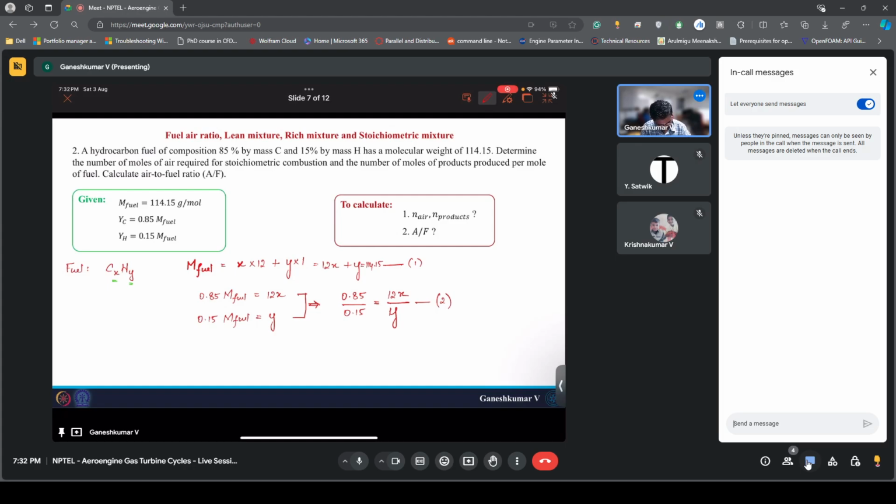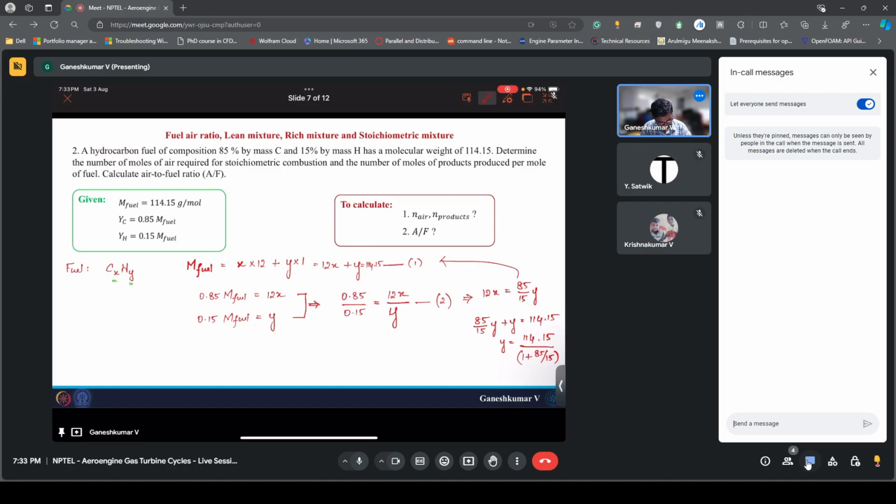You can substitute the second equation in the first equation and you can find them. So how would I do it? Maybe you can write 12x to be 85 by 15 y, and then you substitute it here, which would be 85 by 15 y plus y equal to 114.15. So this will give you y. y is nothing but 114.15 divided by 1 plus 85 by 15. So this will be your y. Once you find y, you substitute in either of these equations, you get the x. Okay, is that clear?